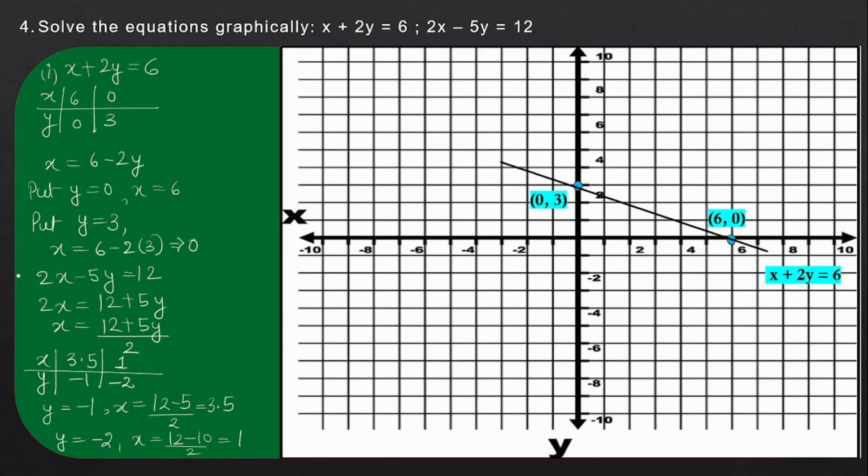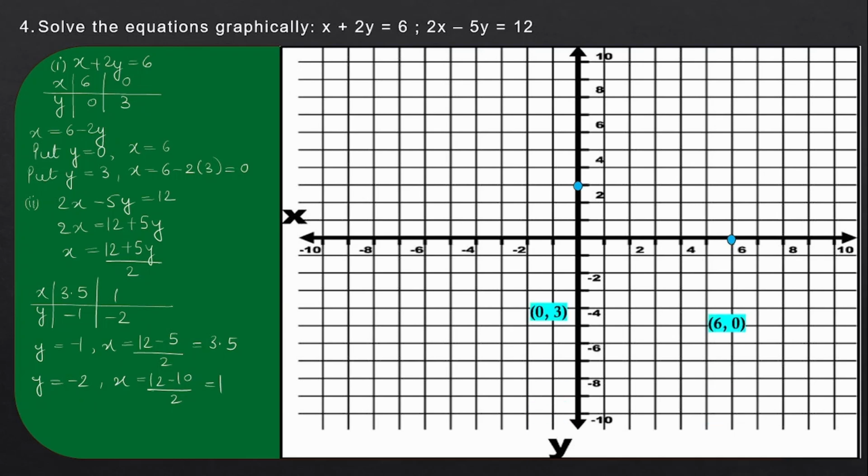Now I'm trying to plot the graph for the second equation, 2x - 5y = 12. Let's plot the points. The first point is (3.5, -1), which is this point. The second point is (1, -2). Let's join them together. This is the graph for 2x - 5y = 12.